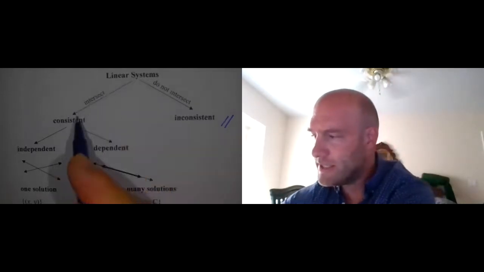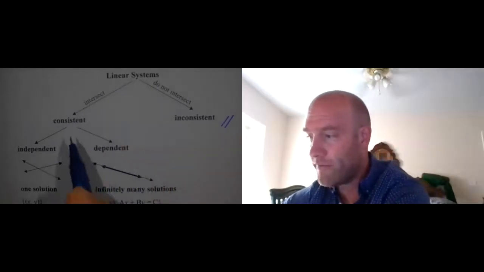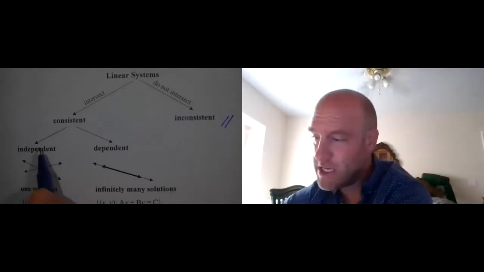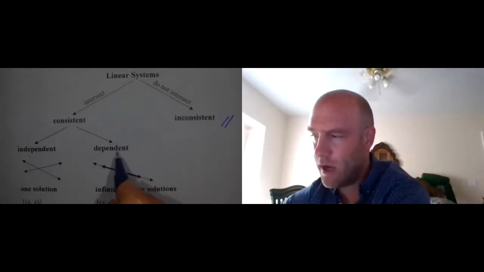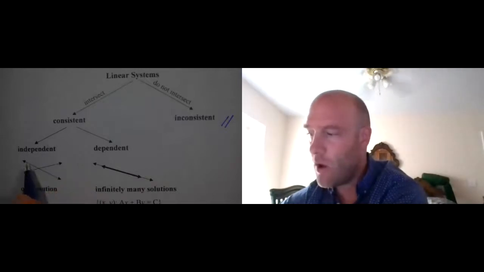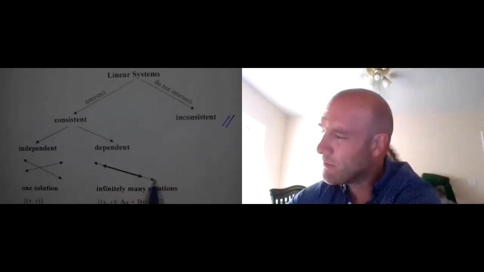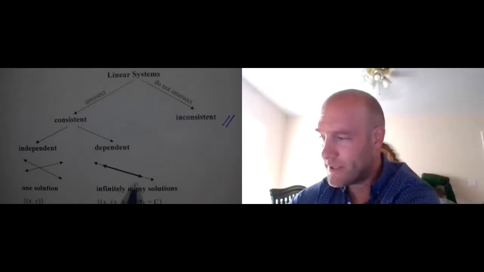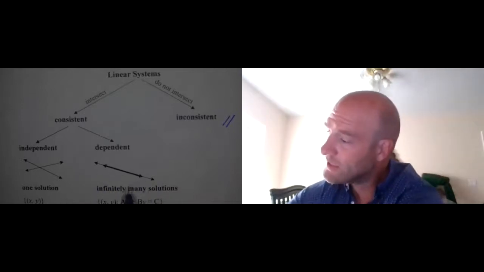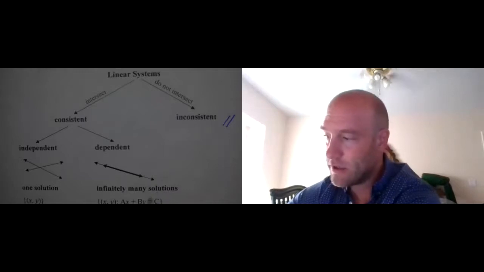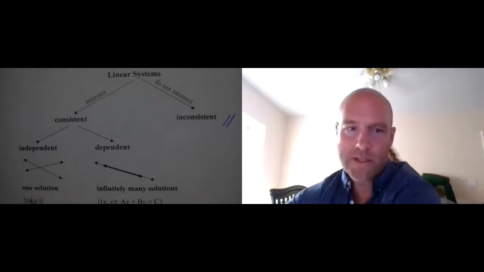If they are consistent, they could be one of two things. They could be independent or dependent. Independent, as the name implies, one thing can do one thing and the other will do the other. But dependent really means that it's the same equation twice. In this case, there are infinitely many solutions. In this case, there's one solution.